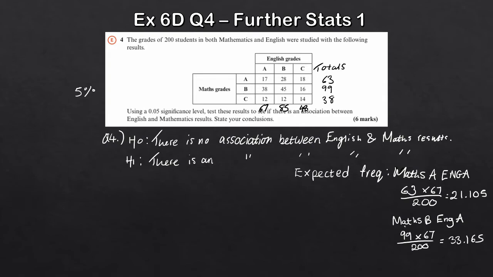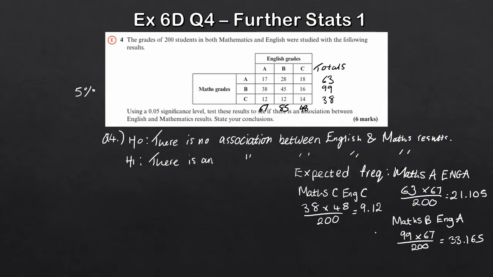And then finally one more. Say Maths grade C and English grade C. So this row here and then this column here. So Maths C and English C. So this is something you have to work out for each one individually. So what would that be? It's going to be this bottom row here, so 38, times this column total, which is 48. And then finally, divide by 200. Put that in your calculator and you'll get 9.12.